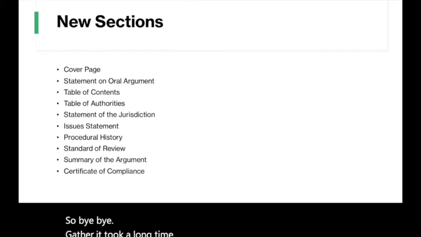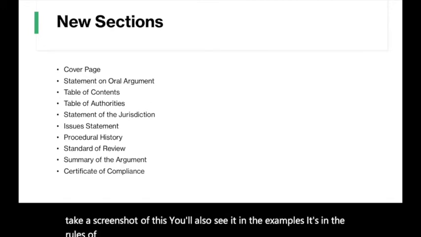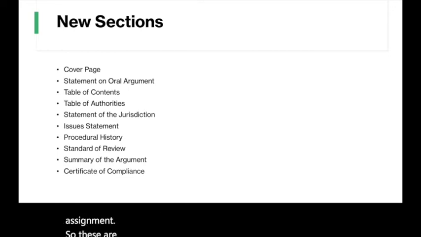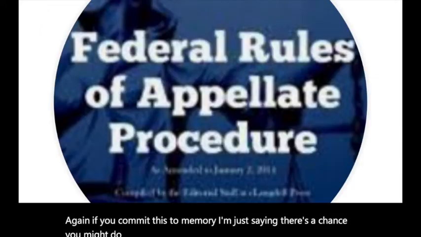All right, so new sections. You can take a screenshot of this. You'll also see it in the examples. It's in the rules of federal appellate procedure that are mentioned in your assignment. So these are all sections that you will be adding to your appellate brief. Again, if you commit this to memory, I'm just saying there's a chance you might do well on the Kahoot.